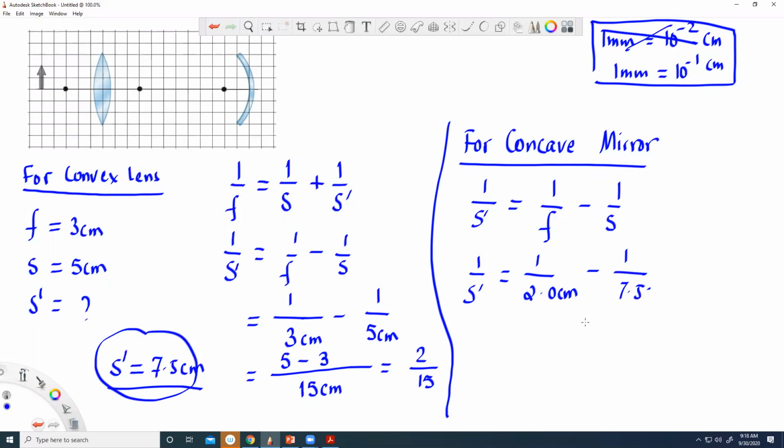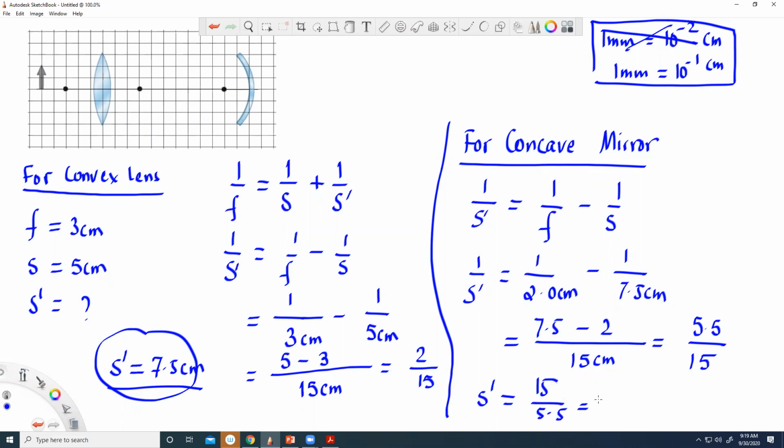So the least common denominator for this one would be 15. So that's 7.5 minus 2. That gives me 5.5 over 15. And then to get S, you need to flip on both sides. So flipping on both sides, I get 15 over 5.5, which gives me, I don't have a calculator here.